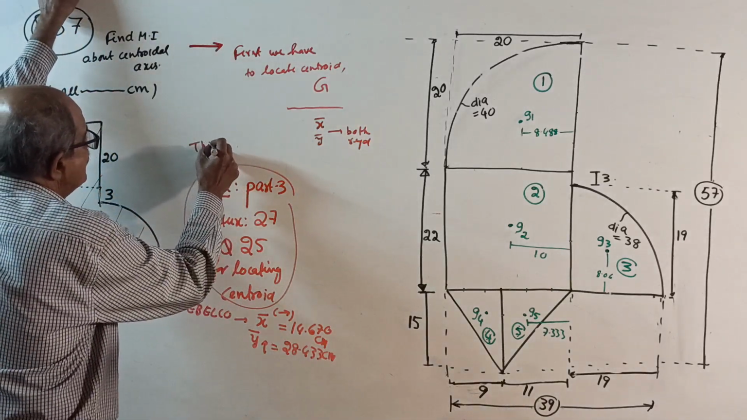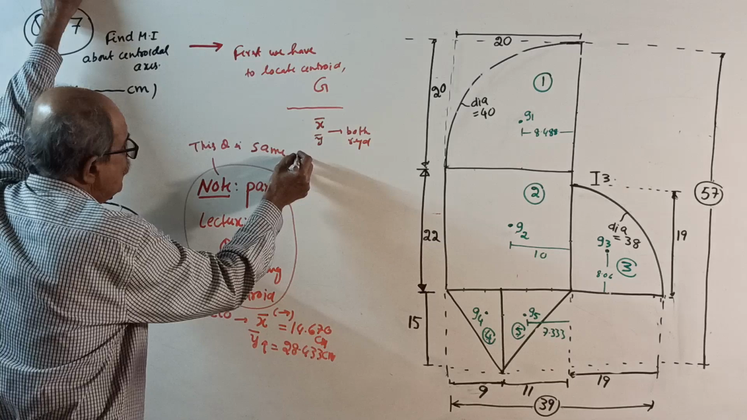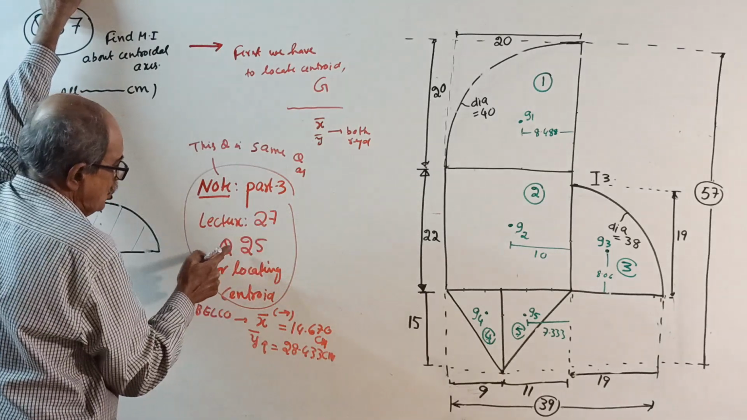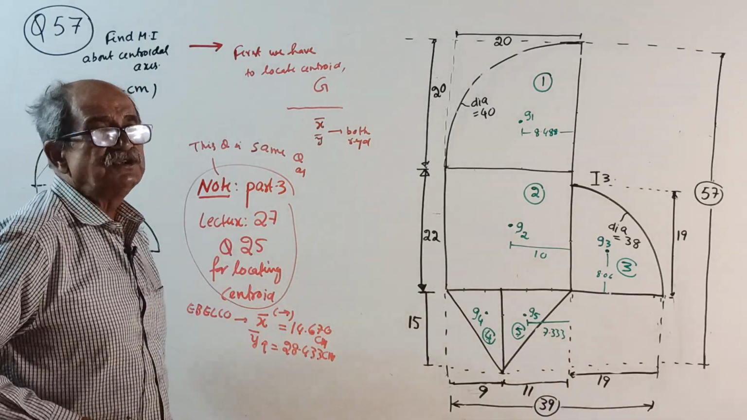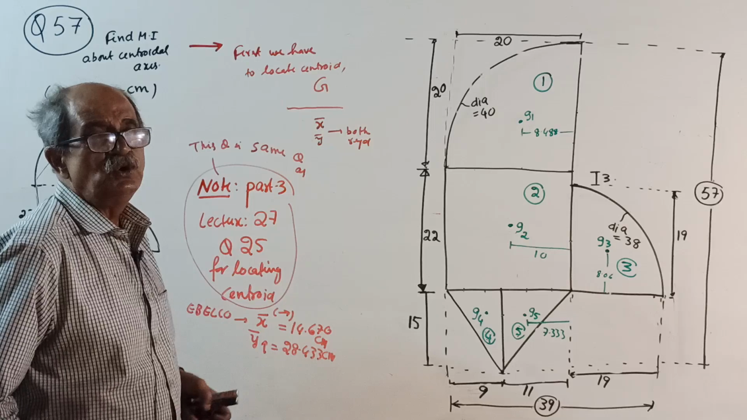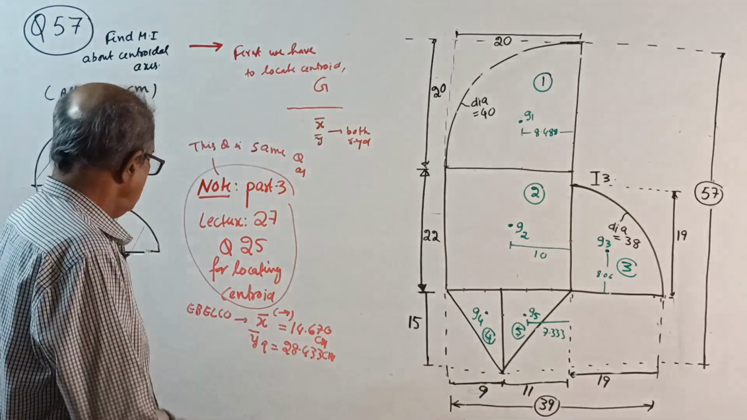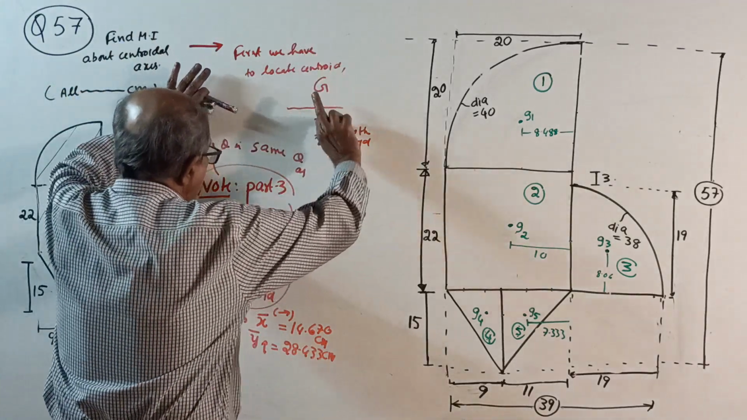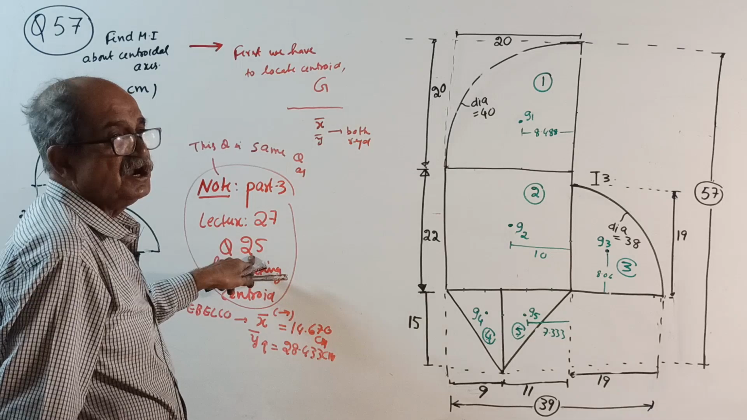Now, note, this question is same question as part 3, lecture 27, question 25. In that part 3, lecture 27, there are 2 questions, 25 and 26. This is 25. 26, I will see the question. If I want tomorrow, next class, I will do for 26, for locating centroid. Therefore, now systematically go back to class part 3, lecture 27, question 25.